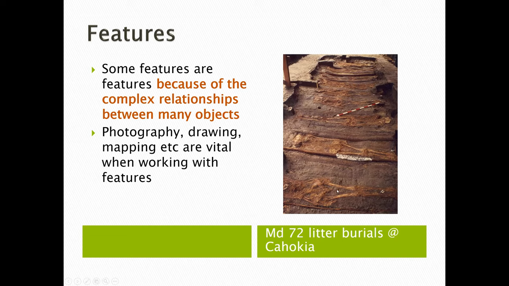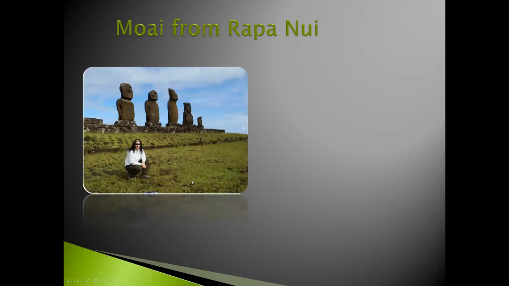And you can see a little bit here. Some of them are buried with their head pointing one direction. Some of them are buried with their head in the opposite direction, but they're all at the same level. So this is one big event where a lot of deceased people who are all adults were laid down in the same manner next to each other in the same spot. So all of it together is a feature. And one last one.